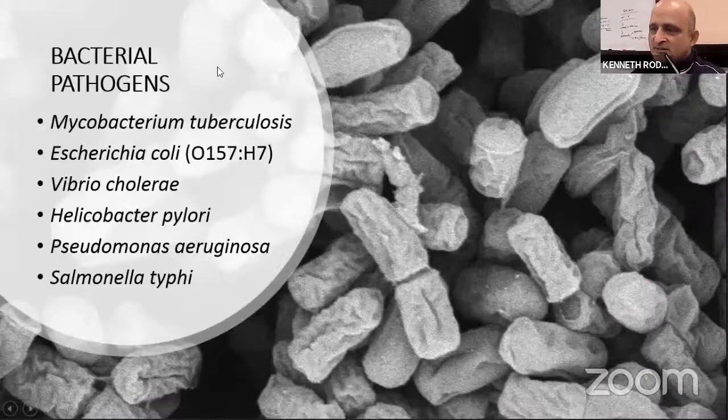Okay, some of the bacterial pathogens of concern are Mycobacterium tuberculosis. This is actually a photograph of Bacillus, which has been isolated from soil, and we actually identified it as Bacillus anthracis, even though it was isolated from a local soil sample. So these bacteria are potentially present in the soil. We also have Escherichia coli, which the pathogenic version, Vibrio cholerae, Helicobacter, Pseudomonas, and Salmonella.